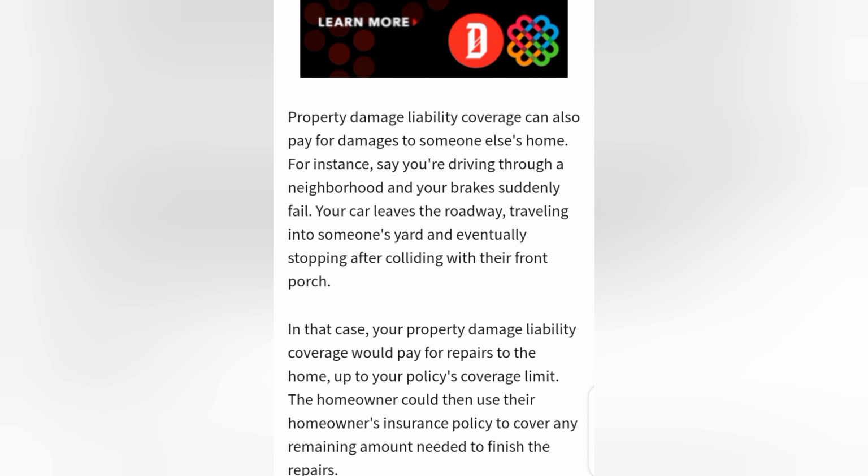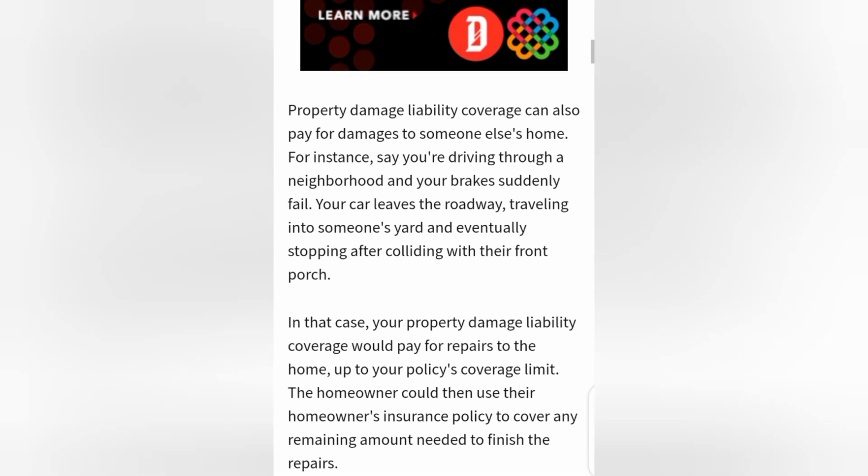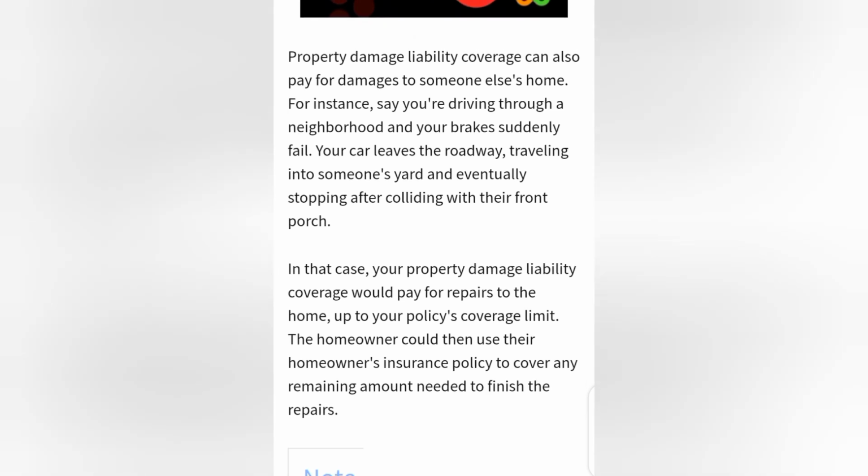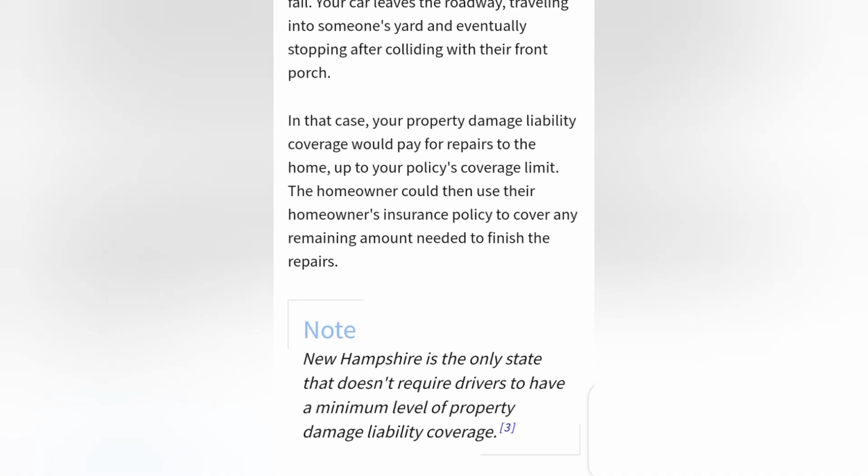For instance, say you are driving through a neighborhood and your brakes suddenly fail. Your car leaves the roadway, traveling into someone's yard and eventually stopping after colliding with their front porch. In that case, your property damage liability coverage would pay for repairs to the home up to your policy's coverage limit. The homeowner could then use their homeowner's insurance policy to cover any remaining amount needed to finish the repairs.